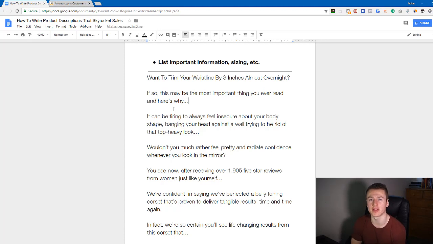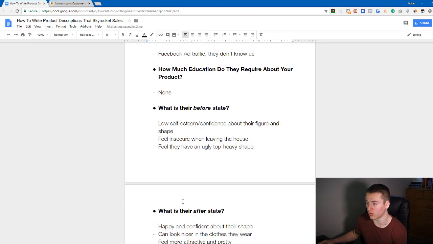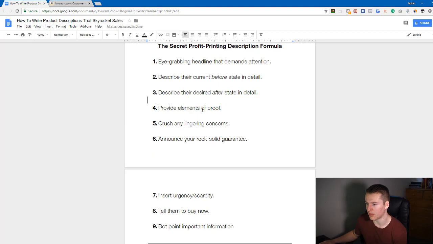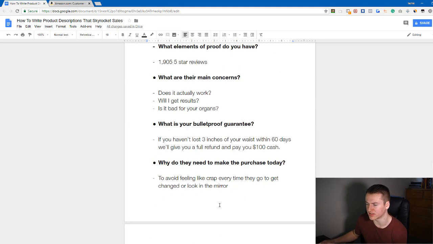What would they like to feel like? So there we go. So wouldn't you much rather feel pretty and radiate confidence whenever you look in the mirror? Boom, that's what they want. Describing it right there. Then we go into the proof element. Elements of proof, and then we crush any concerns. So let's look at this.